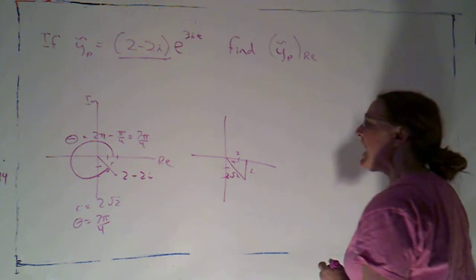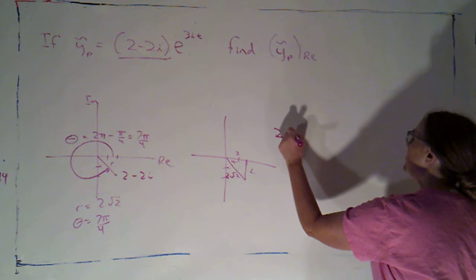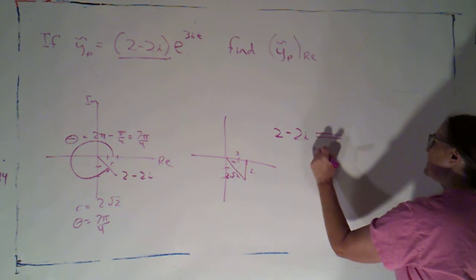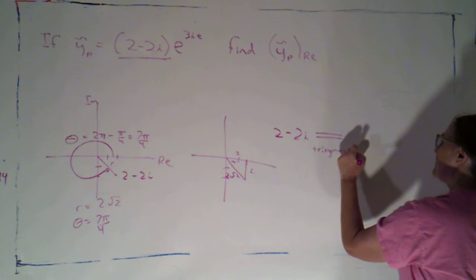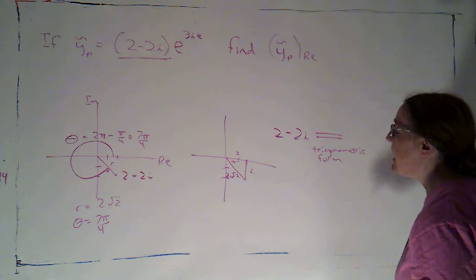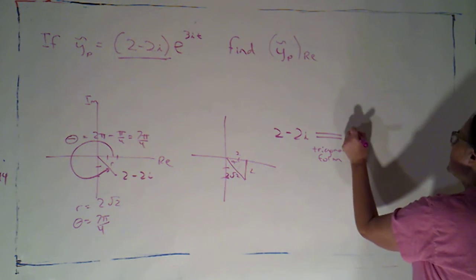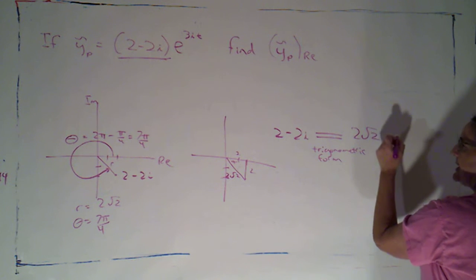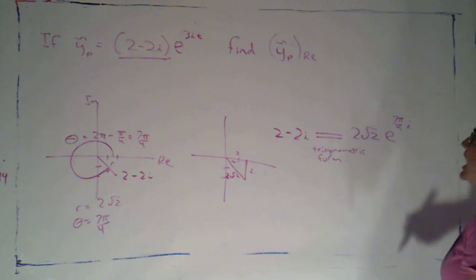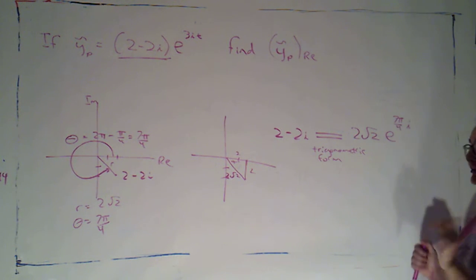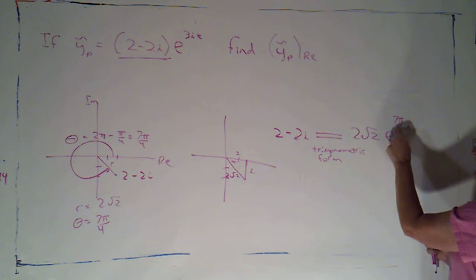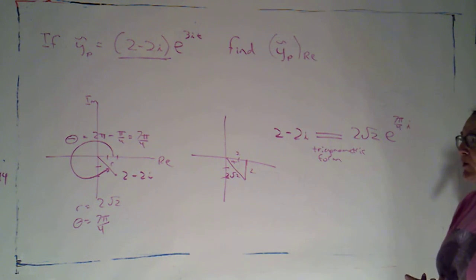Okay. Well, I can write this number, 2 minus 2i, in what's sometimes called trigonometric form. Sometimes it's also called polar form. I can write that as 2 root 2 times e to the 7 pi over 4 i. Essentially, if I find polar coordinates, it's r times e to the i theta. Let's just see why that works.